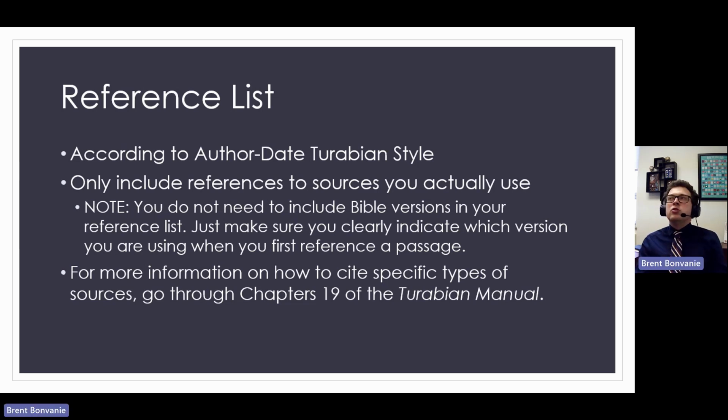When it comes to scripture, you don't need to include scripture in your reference list. Just make sure in text that you provide the translation names that you used, so that that's serving as your reference for that. And if you do have questions about how to cite specific sources, Chapter 19 of the Turabian Manual is a great place to start, but we also have some other things that you can do as well.